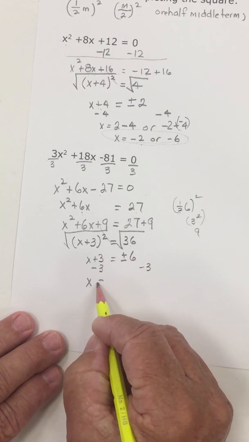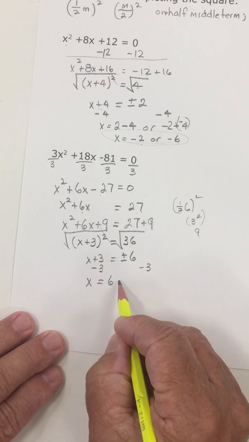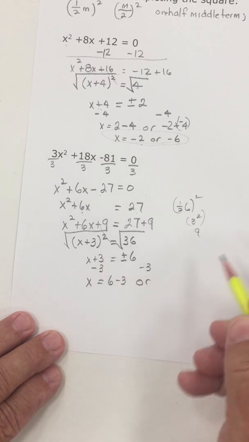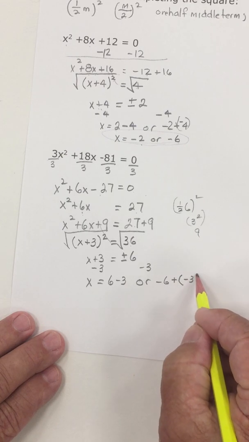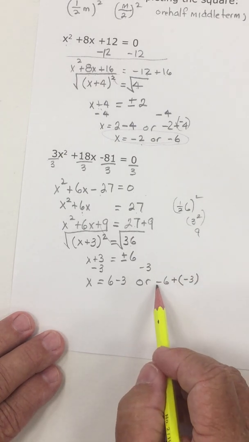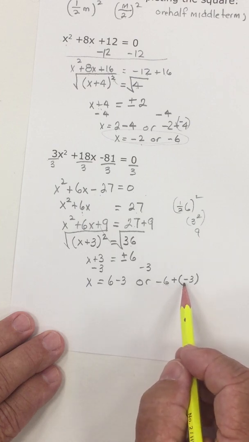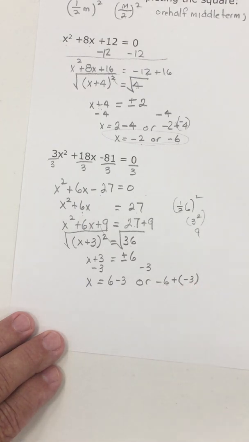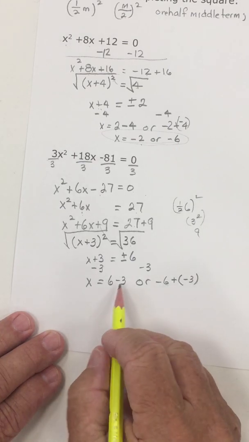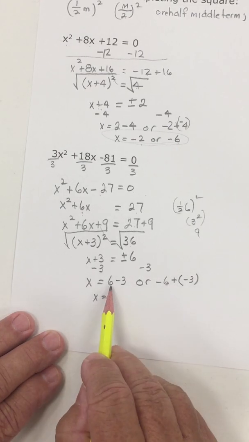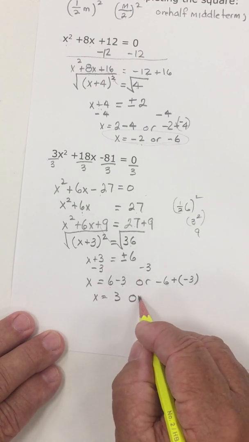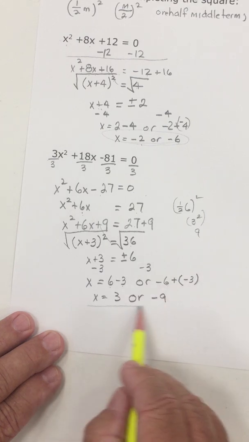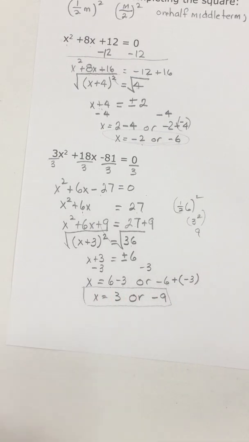And so x is going to equal positive 6 minus 3, or negative 6 minus 3. Confusing myself. All right, so what do we got? X equals 3 or negative 9. There's our answer right there. Sorry for the mess ups, but you know I always do it.